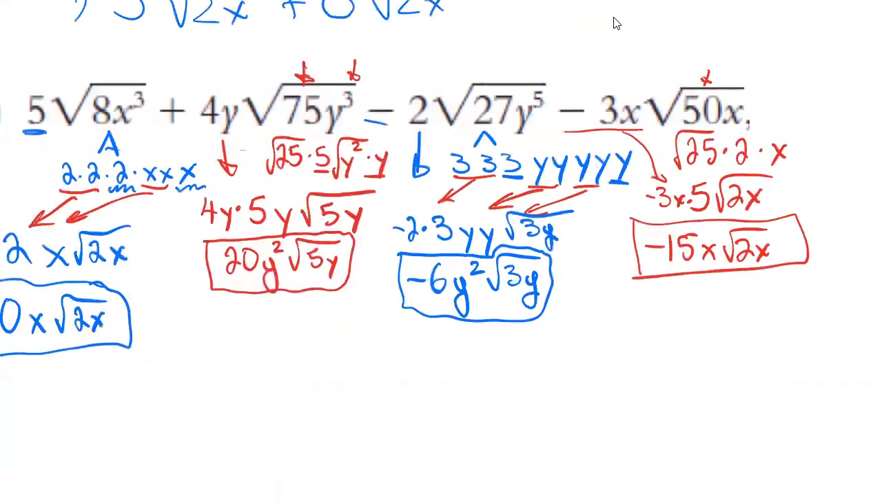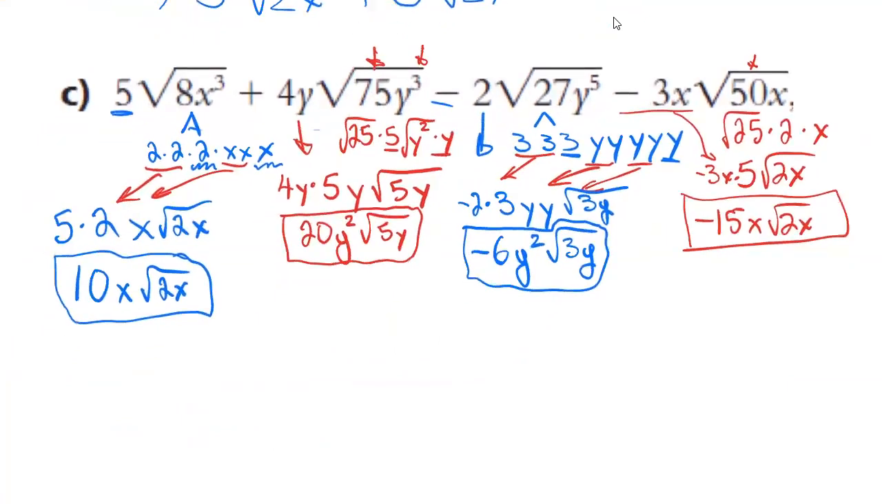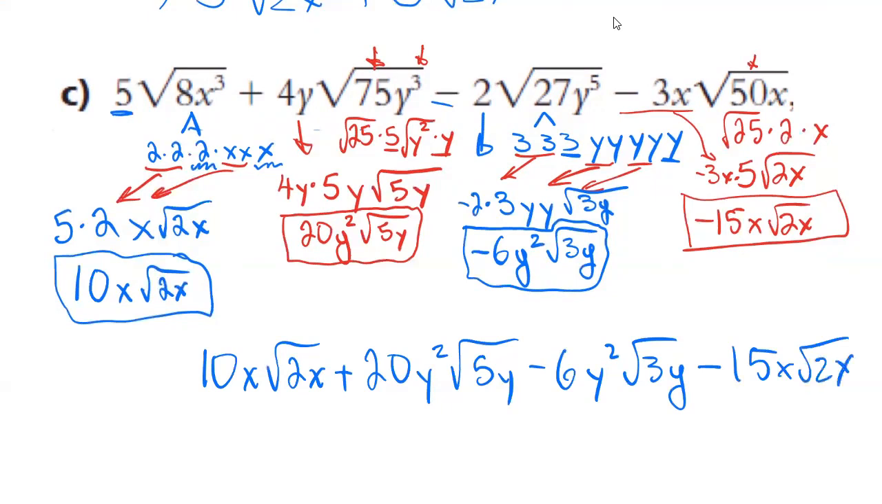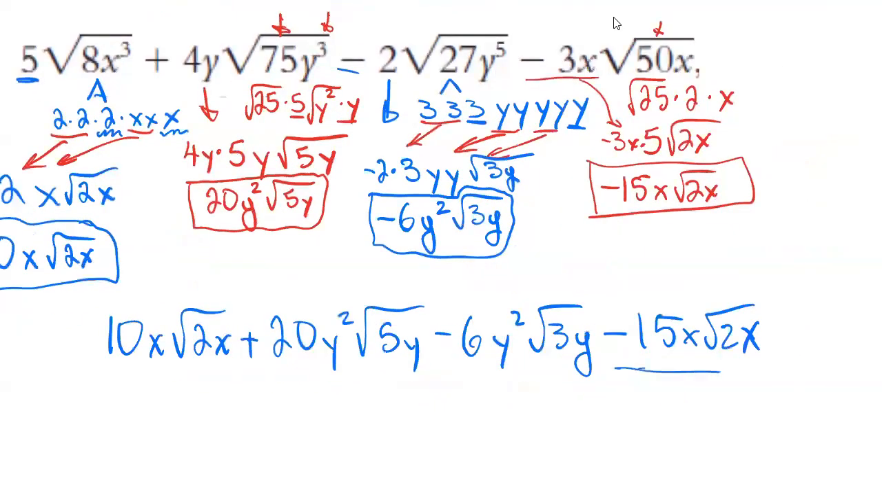So now I combine all my terms. And I'll just write it in one line so it's all neat and organized. Well, I wouldn't say neat. It'll be organized. 10x square root 2x plus 20y squared square root 5y minus 6y squared square root 3y minus 15x square root 2x. And you can see that the only terms I'm going to be able to combine are this last term and my first term. 10x minus 15x, both square root 2x.